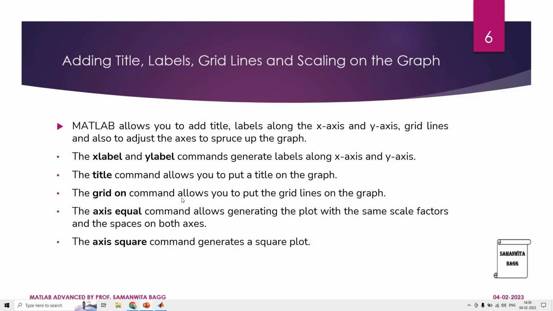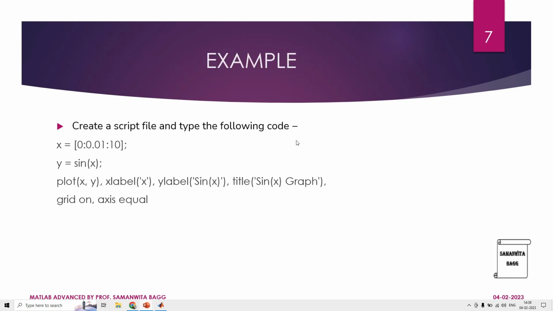The grid on command allows you to put the grid lines on the graph. The axis equal command allows generating the plot with the same scale factors and spaces on both axes. The axis square command generates a square plot. These are the various commands that you can use for adding more features to your graph. So we'll see an example. Your x is varying from 0 to 10 and the step is 0.01.